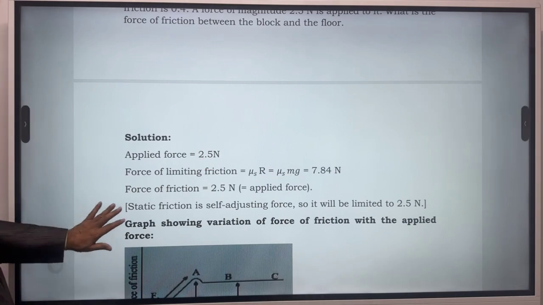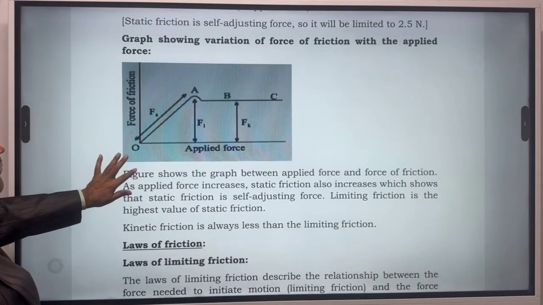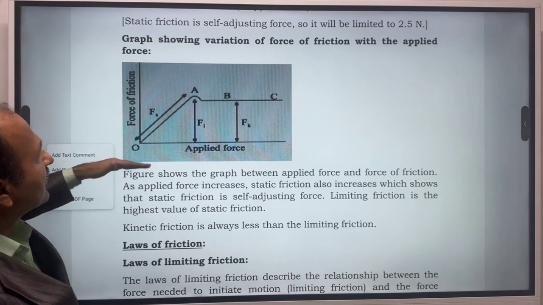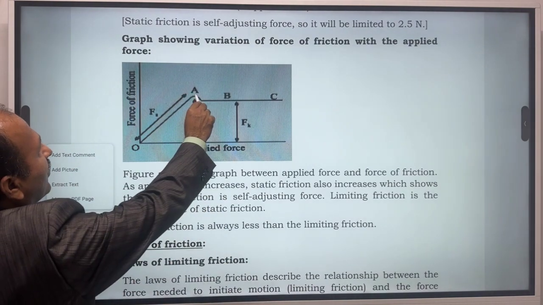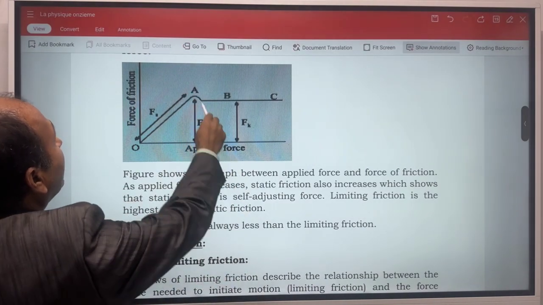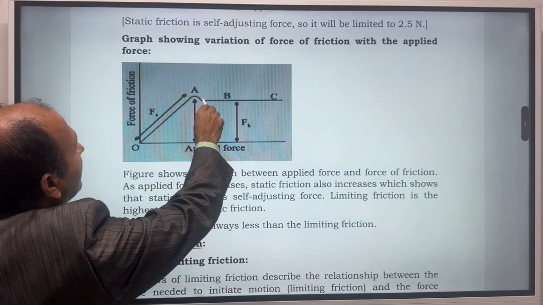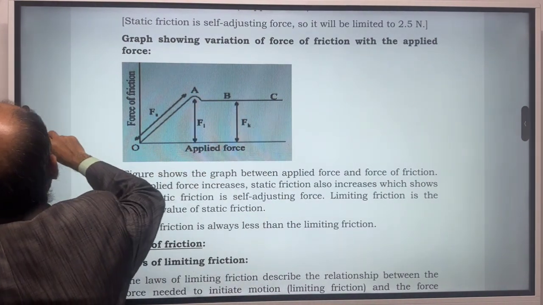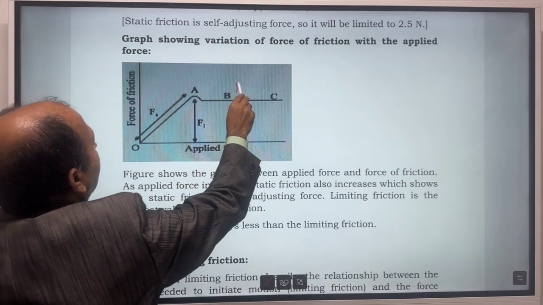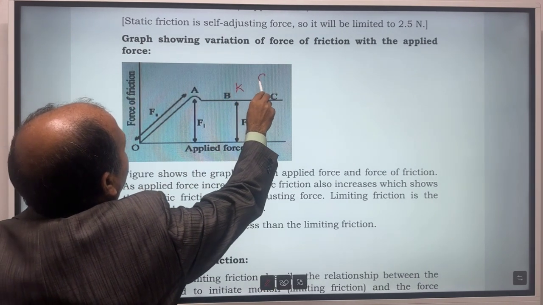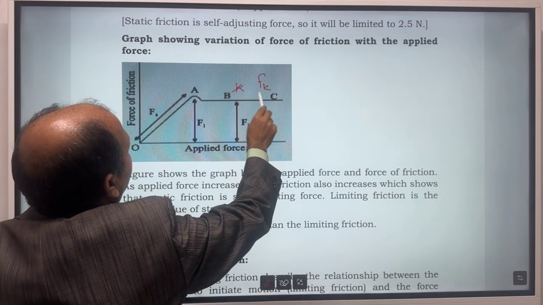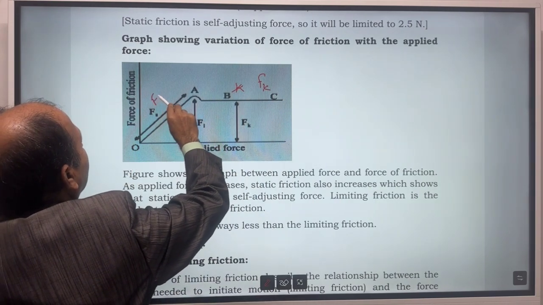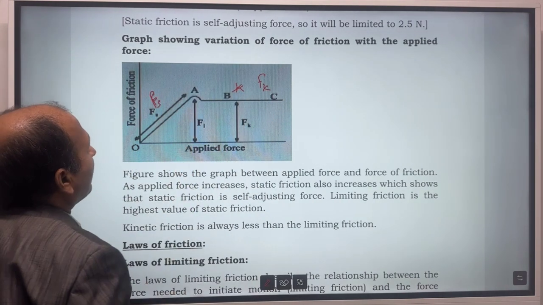Now graphically the same thing is shown here. As I told you earlier, this is force of friction in this direction, this is applied force. So this is the point that corresponds to limiting friction. After that body will start moving. This is portion that corresponds to kinetic friction. This is kinetic friction. Either you can write Fk, that will be better, and this is friction static, so Fs.